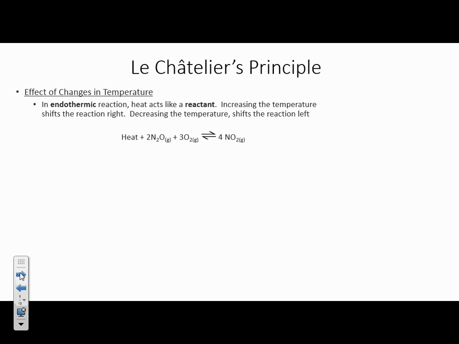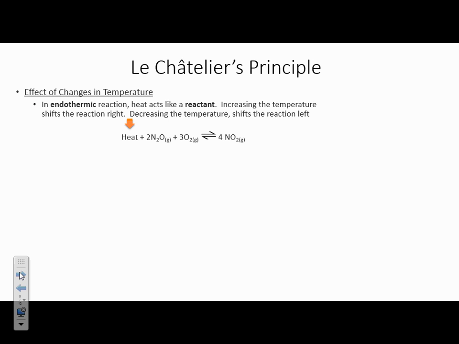Changes in temperature. Well, the easiest way to interpret temperature is to remember in thermochemistry that you can put energy terms directly into the balanced equation. The first example we'll look at is endothermic, so energy has to be on the reactant side of the equation. So if we were to decrease the temperature, we decrease the energy, it's like we have less reactants to work with.